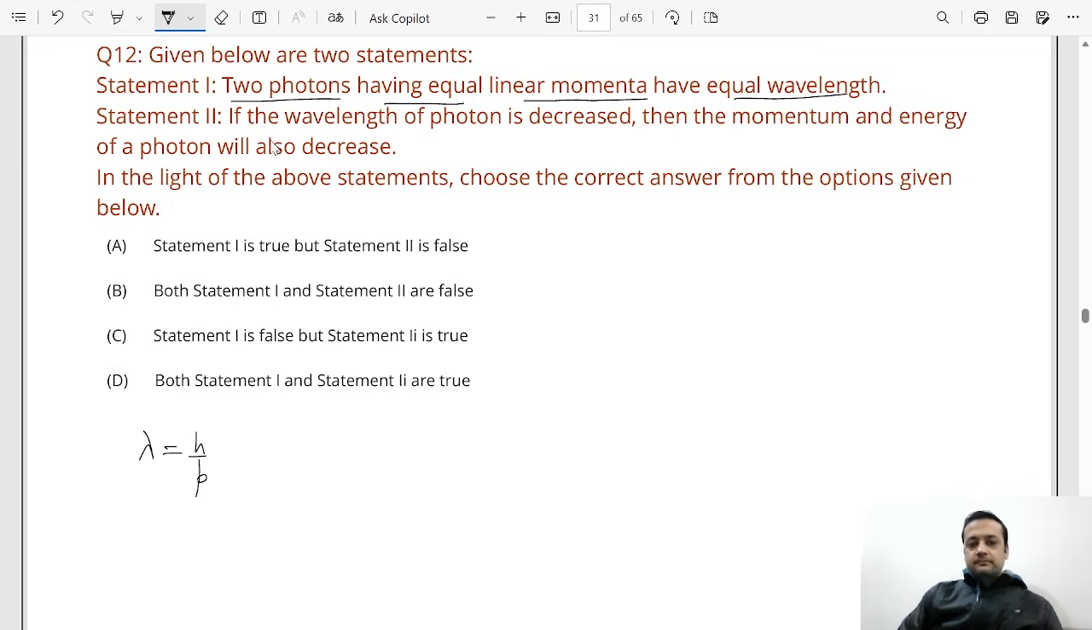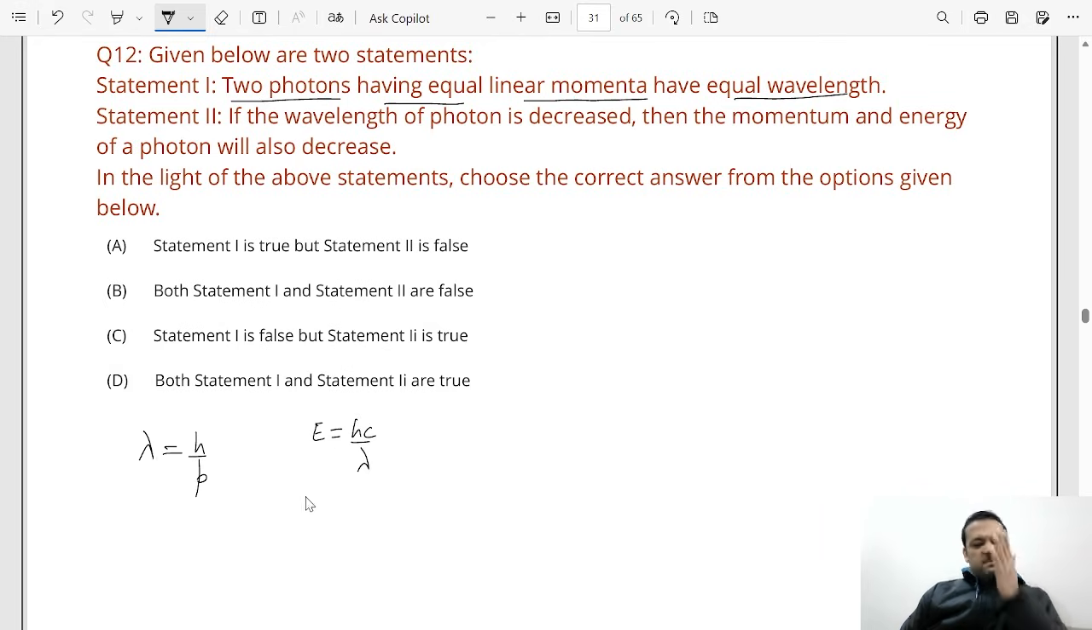So of course, we can say that two photons having equal linear momenta will have equal wavelength. If lambda is the same, then p will be the same. Then, if the wavelength of the photon is decreased, then the momentum and energy of the photon will also decrease, it says. Now this is wrong, because lambda and p have an opposite relation. In fact, if lambda decreases, momentum increases, and energy will also increase, because E also has an inverse relation with lambda.